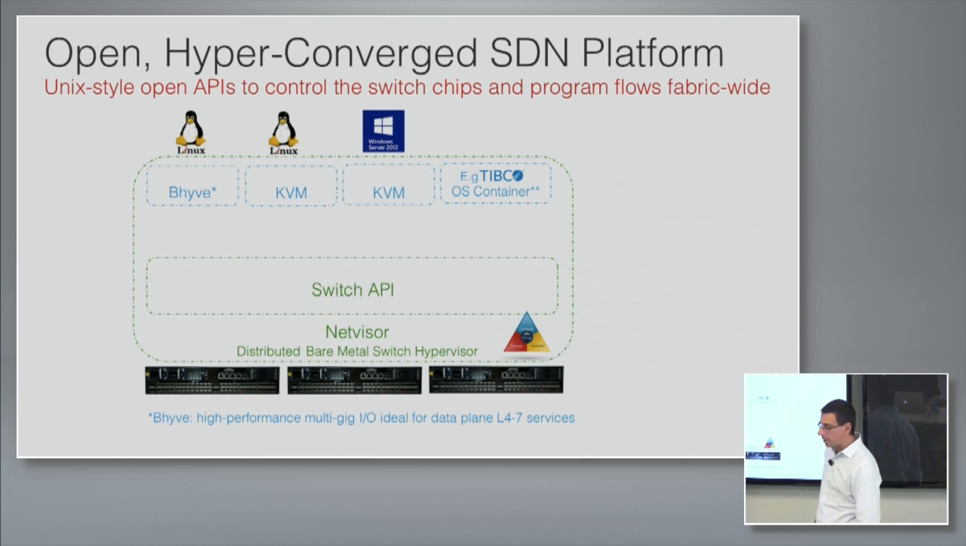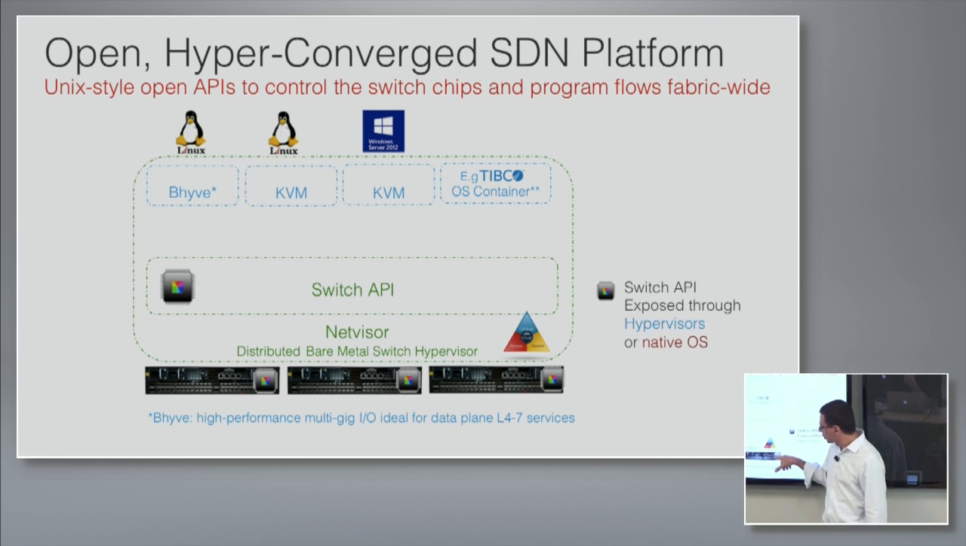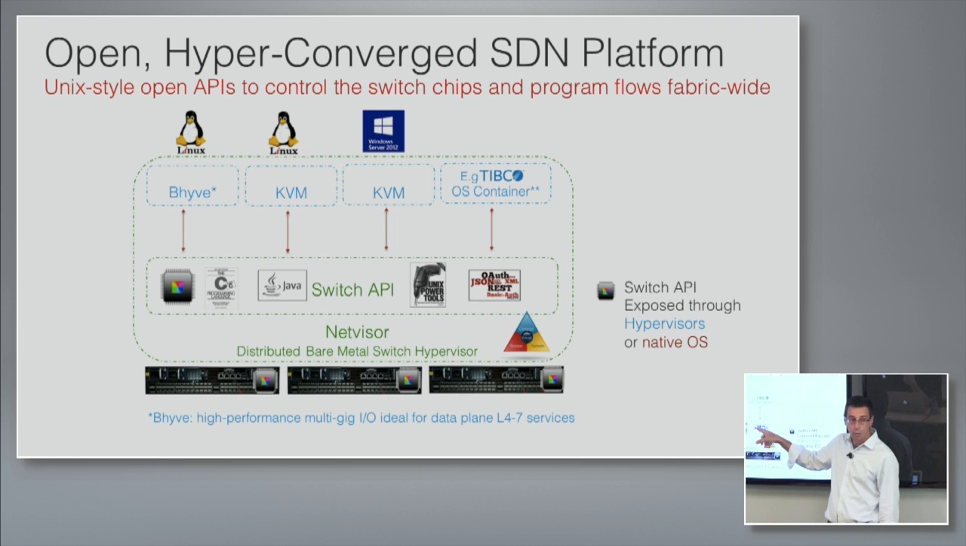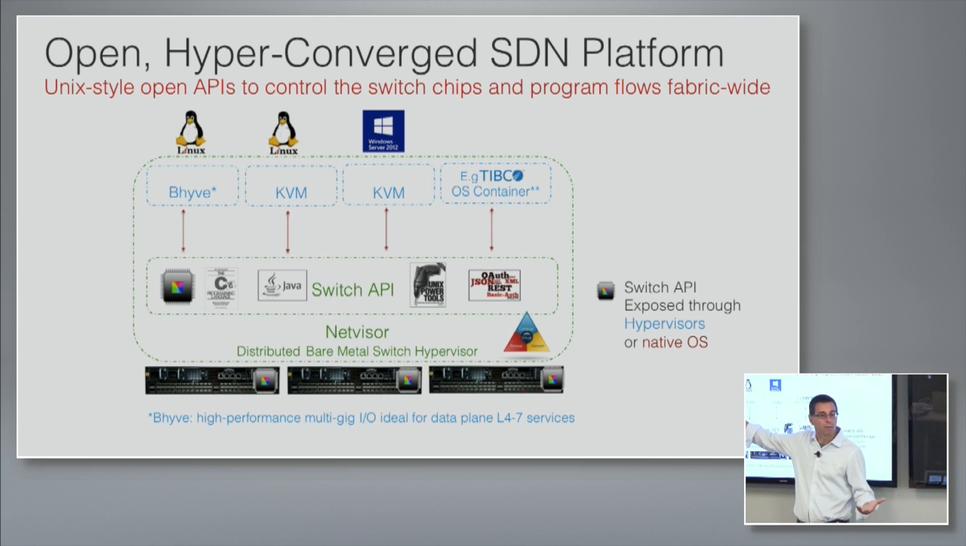A little bit more on this concept. So you have a cluster of these switches. Imagine there's some clustering logic gluing all these together, and Netvisor is really distributed on top of them. What Netvisor does is expose a switch API. So all these switches are exposed through API, so they can be programmed by anybody sitting on top of this infrastructure. You can sit in a Bhyve container. This is a BSD hypervisor, a very high performance, multi-gig hypervisor that we recommend for layer 4 to layer 7 services. And your Linux application of your choice can access Bhyve and the switch API directly.